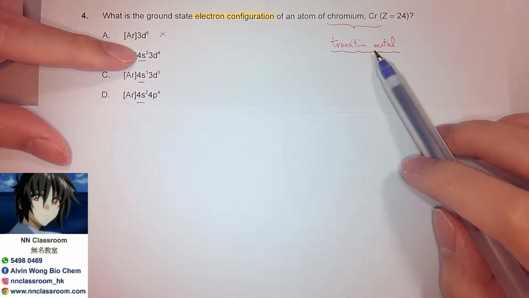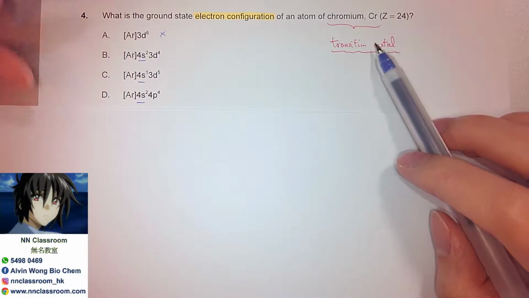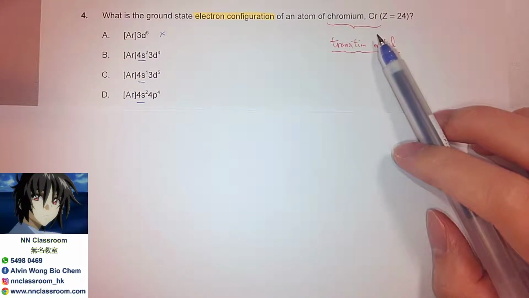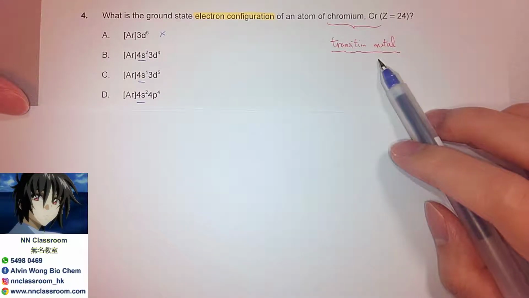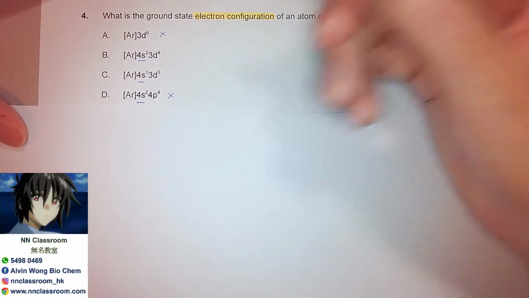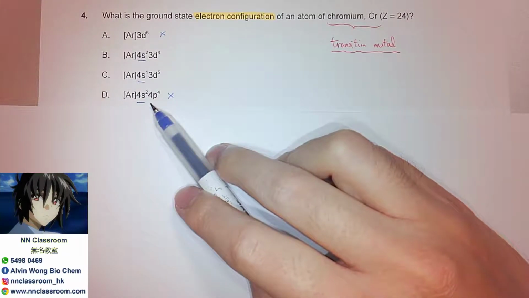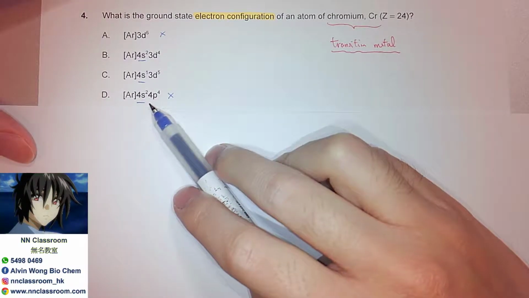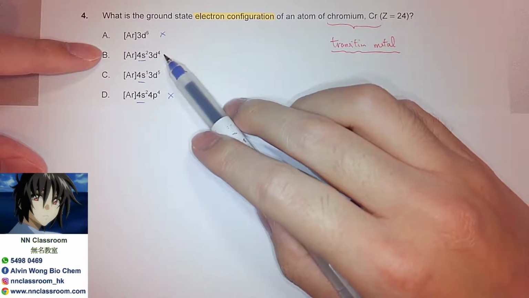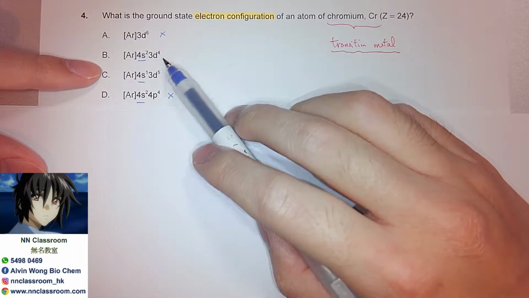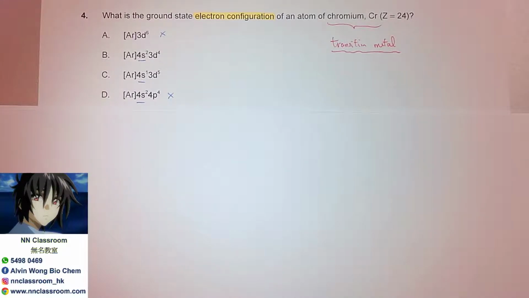So in this case, when 4s is the outermost shell, that means it must have a partially filled D subshell. So from this perspective, D cannot be the choice because we never see any electrons in the 3D. That is impossible, right? And so finally speaking, the only choice can only be B or C, right? And this is the final testing point that students should have recognized according to topic 2.